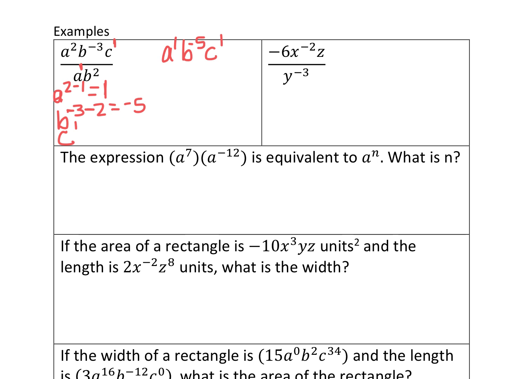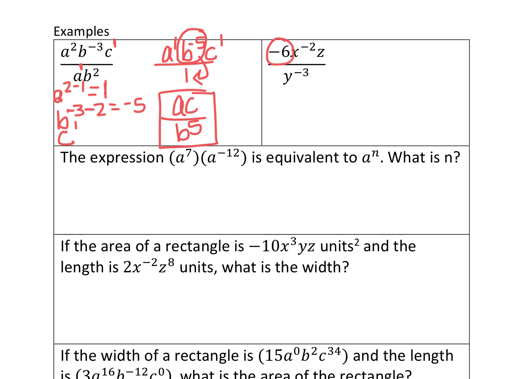And we just talked about that negative 5. Technically, these are all over 1, so we're going to have to flip that to the other side and make it a positive. So my final answer is A times C over B to the 5th.